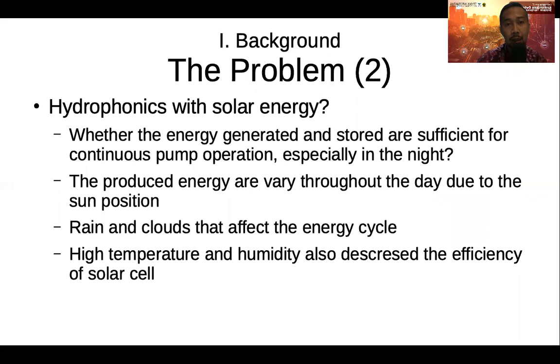Okay, so our solution is hydroponics with solar energy, but there are also some problems. We don't know how much setting we need to be sufficient for continuous operation, especially at night. We also don't know if our environment is effective for the energy production cycle, and we would like to know the environment's effect on the efficiency of the solar cell.